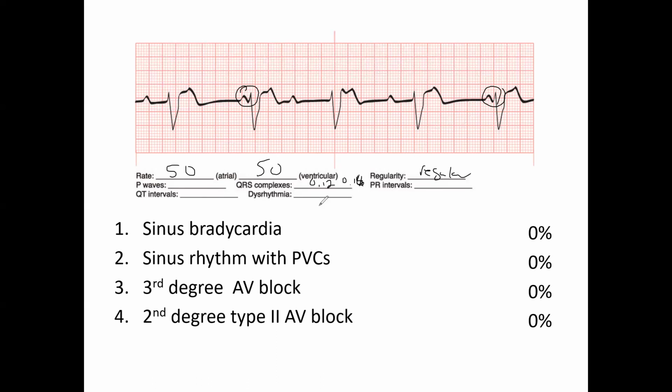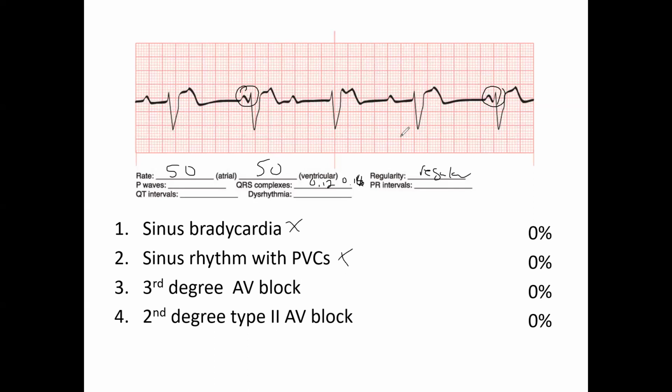So we know we're looking at some kind of block. It's not sinus bradycardia. It's not sinus rhythm with PVCs. So now we've got to decide if it's third degree. We do have a slow ventricular rate. It does appear that the atria are kind of firing at will when they want to, and the ventricles tend to fire at will when they want to.